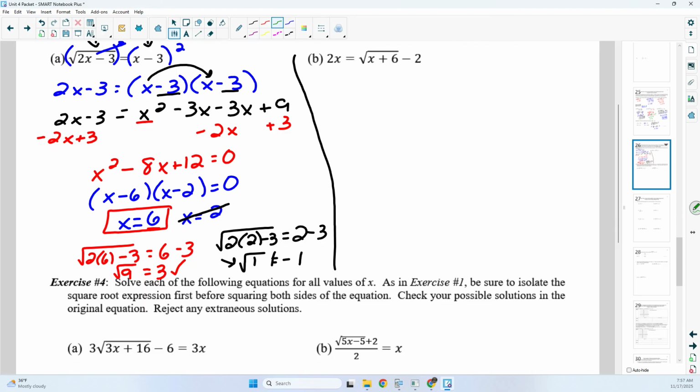Next one. We don't have the square root by itself, so the first thing we have to do is move over the 2.